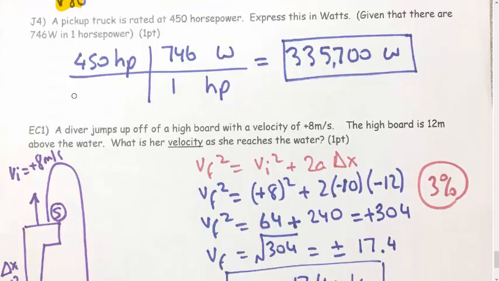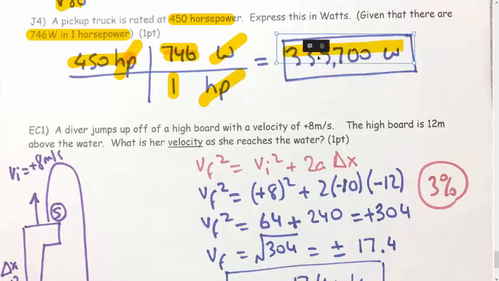A pickup truck is rated at 450 horsepower. Express this in watts. Given that, you don't have to remember this, but given that there are 746 watts per horsepower, so 450 horsepower, well, we have horsepowers on top, so we want to put horsepowers on the bottom. That means watts has to go on top, which is 1 horsepower is 746 watts, which gives us that.